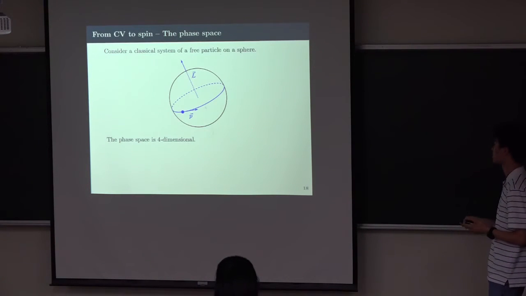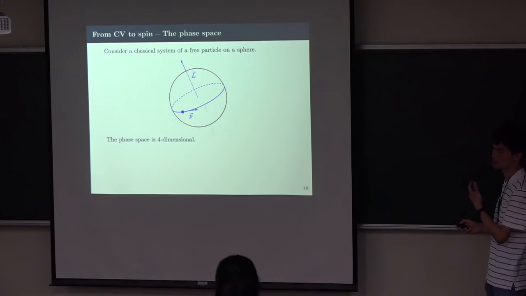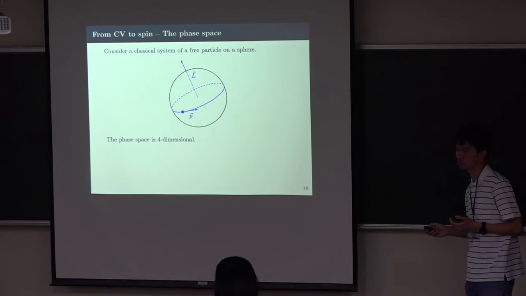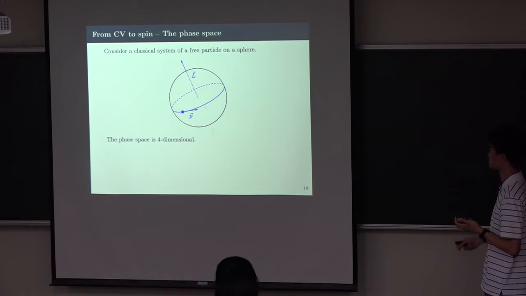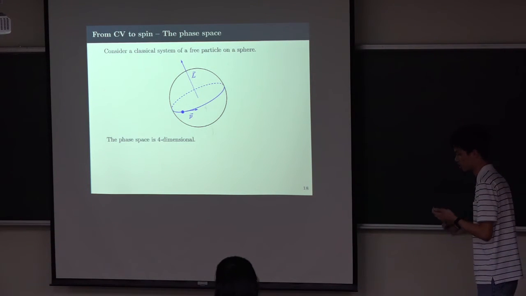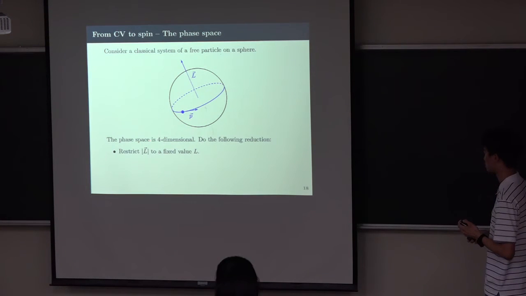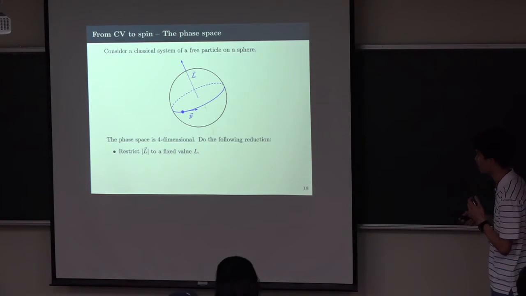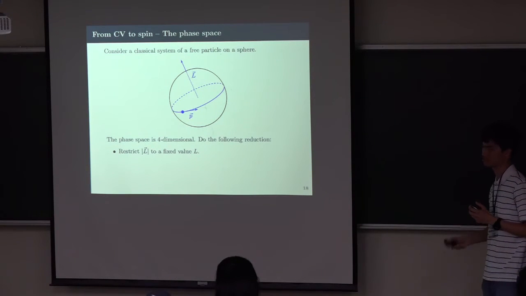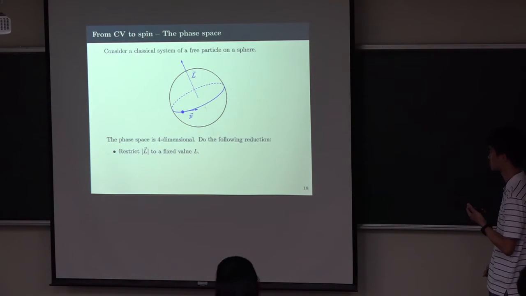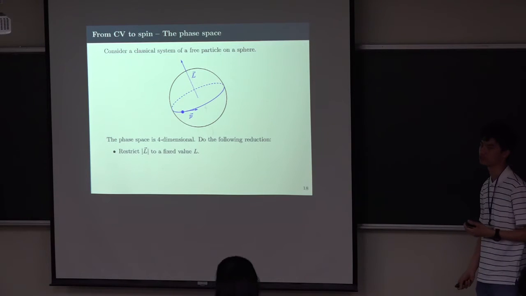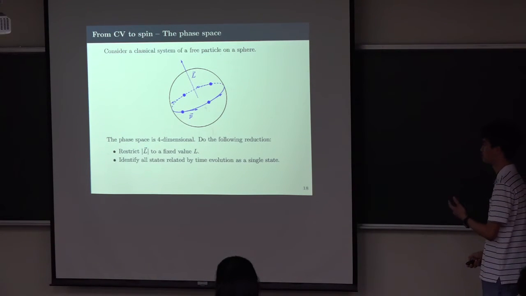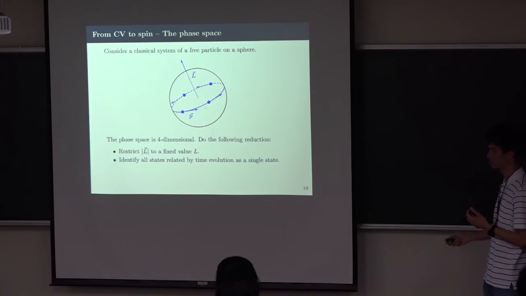Now here we consider a classical system of a free particle on a sphere. The original phase space is four-dimensional. Now we do the following reduction. First, we restrict the length of the angular momentum to a fixed value L. This reduces the phase space to 3 dimensions. And next, we identify all the states related by time evolution as a single state.